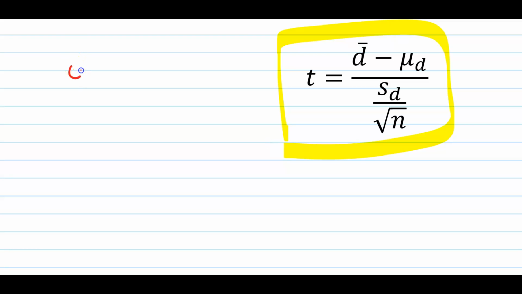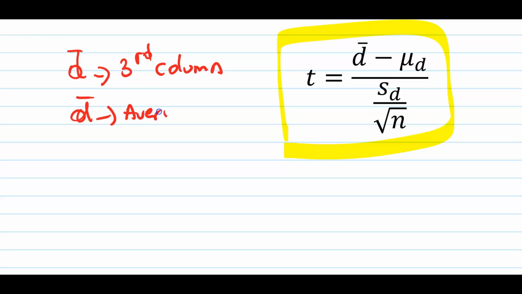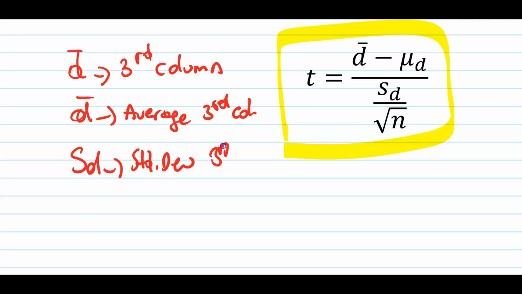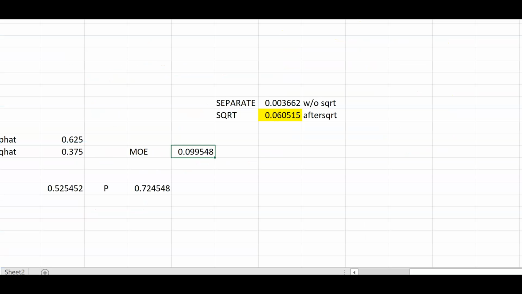So first, we need to create d bar, which will become the third column of your Excel sheet. d bar represents the average of that third column. And we need to find the standard deviation of that third column that you created, right? And then usually mu sub d, whether there is a difference or not, will be 0, and n, the sample size, will be given. Is that correct?